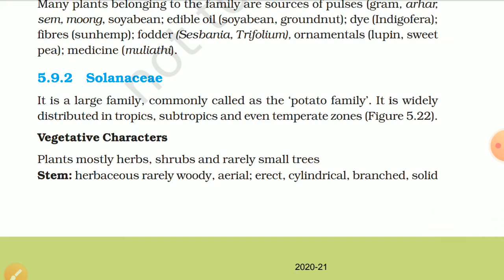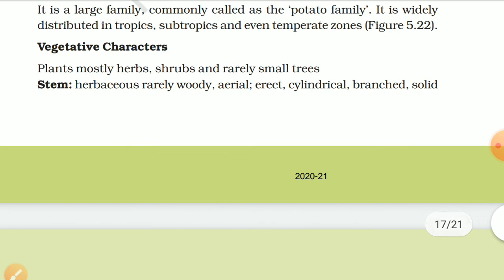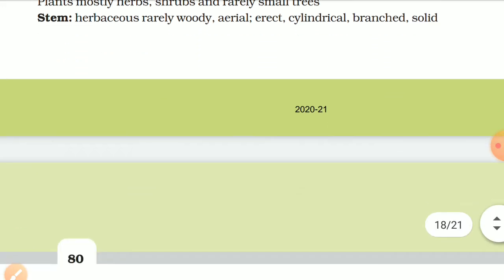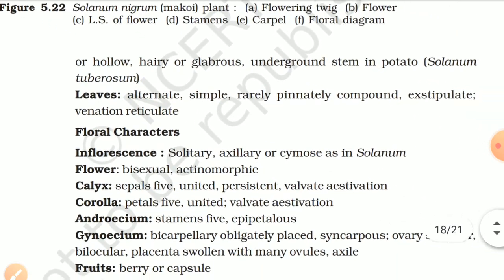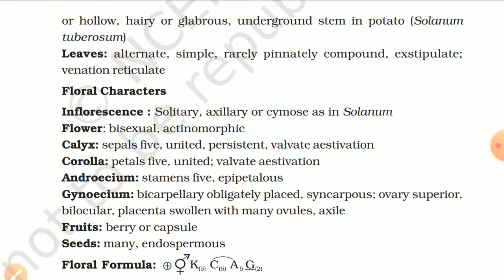5.9.2 Solanaceae. It is a large family commonly called the potato family. It is widely distributed in tropics, subtropics and even temperate zones. Figure 5.22. Vegetative characters: plants mostly herbs, shrubs and rarely small trees. Stem herbaceous, rarely woody, aerial, erect, cylindrical, branched and solid or hollow, hairy or glabrous; underground stem in potato, Solanum tuberosum.